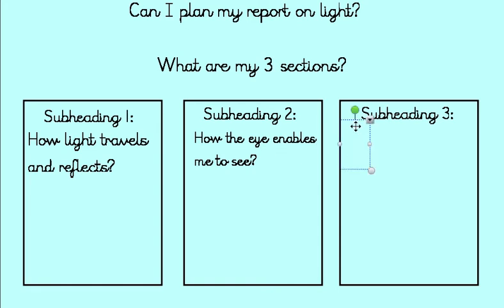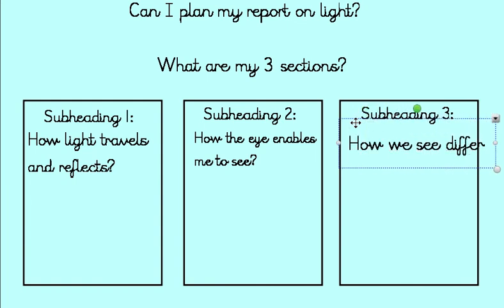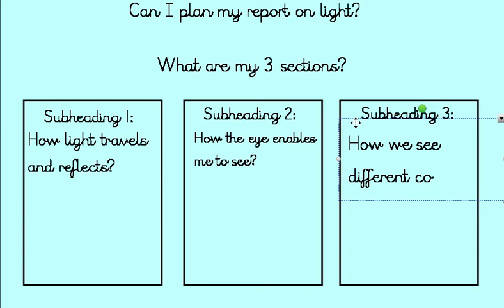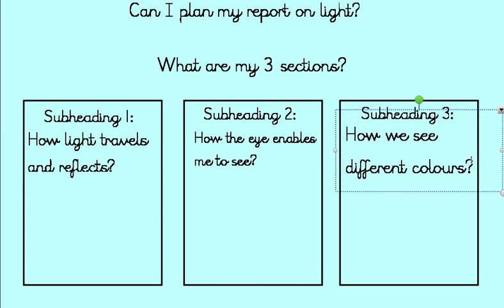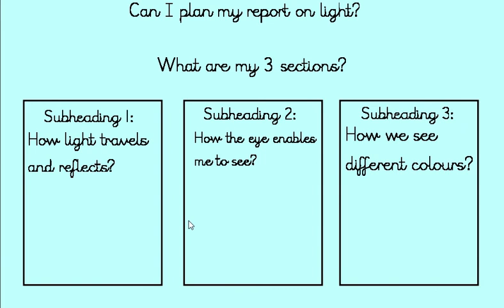And then in subheading 3, if you've gone back in your book, you might talk about the different colours, how we see different colours. We did that quite recently, didn't we? Because we know that light is made up of all the different colours, isn't it? And when you've come up with those 3 things, then you're going to add bullet points to help you with your learning. So, for example, we're going to talk about how light travels in straight lines.